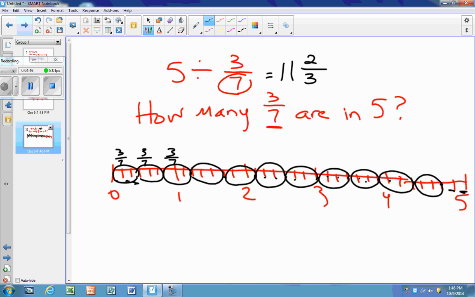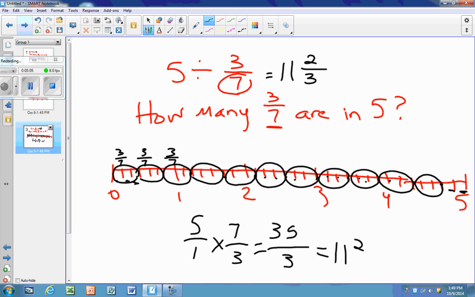Now let's just check it. We talked a little bit in class today about keep, change, flip. So if I were to now change this to a multiplication sentence and multiply straight across, I would get 35 over 3, which does convert. 35 divided by 3 is 11, and there's 2 parts that are left over. So if you're not sure, you can always use that method to check. Try a few more. If you can, try the whole page, and we will review it tomorrow as well.